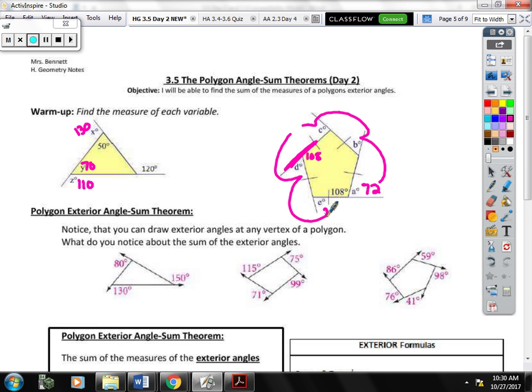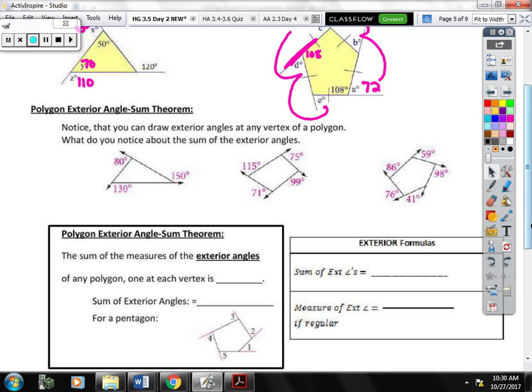All right, to discover what the theorem is today, I want you to look at all of these exterior angles that are drawn. We have a triangle, a quadrilateral, and a pentagon. You can notice that an exterior angle has been drawn, just one, at each of the vertices. What do you notice about the sum of the exterior angles?